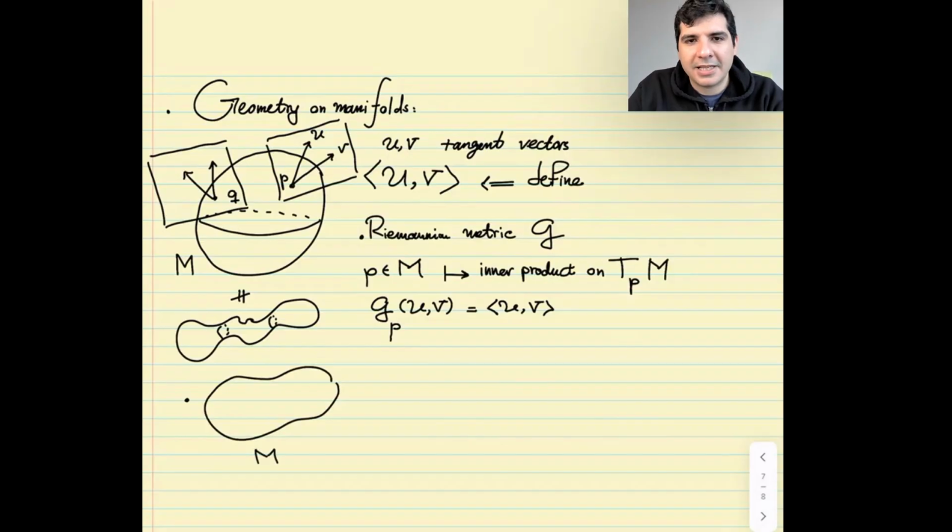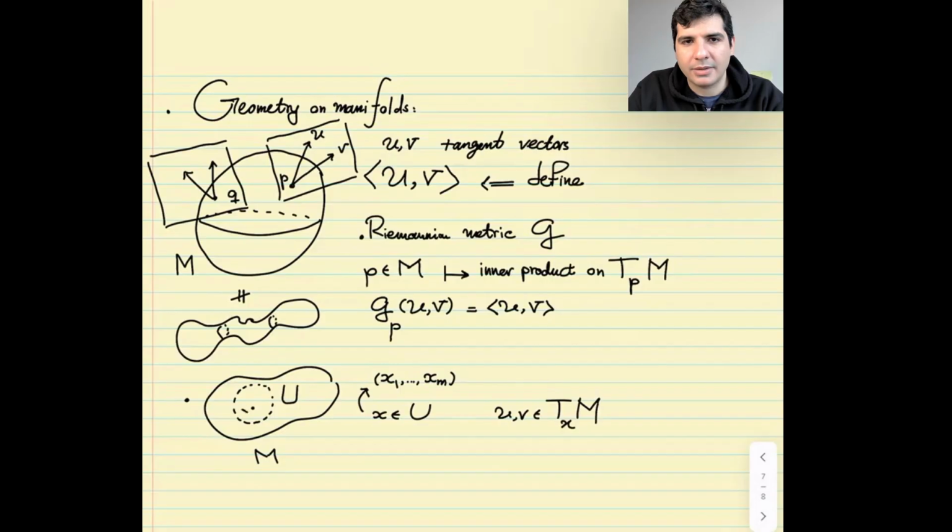Okay, let's say we have, again, an abstract manifold M. Let's pick a small open neighborhood U, and let's say we have local coordinates on this open neighborhood. So it's a chart, let's say x1 up to xm. Let's say x is a point in this open neighborhood. I want to be able to define an inner product for any two tangent vectors u and v. Let's say x is a point in U, with x1 to xn being the coordinates. Let's say u and v are two tangent vectors, tangent to M at the point x.